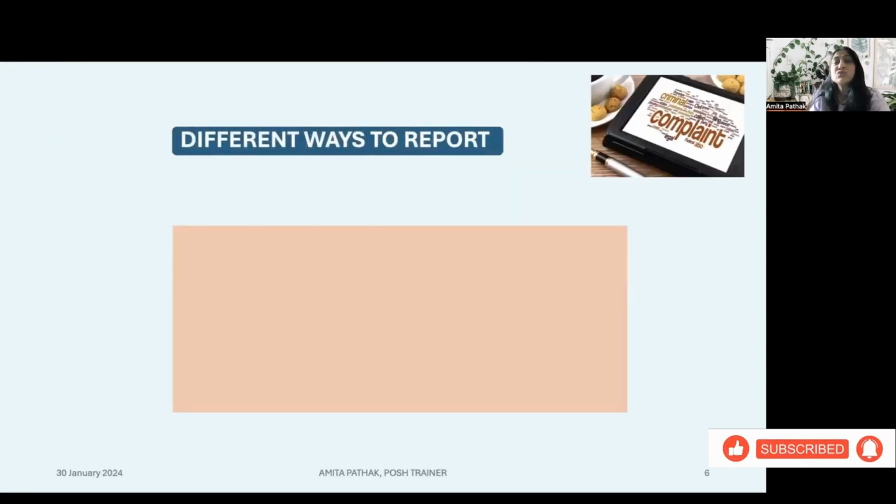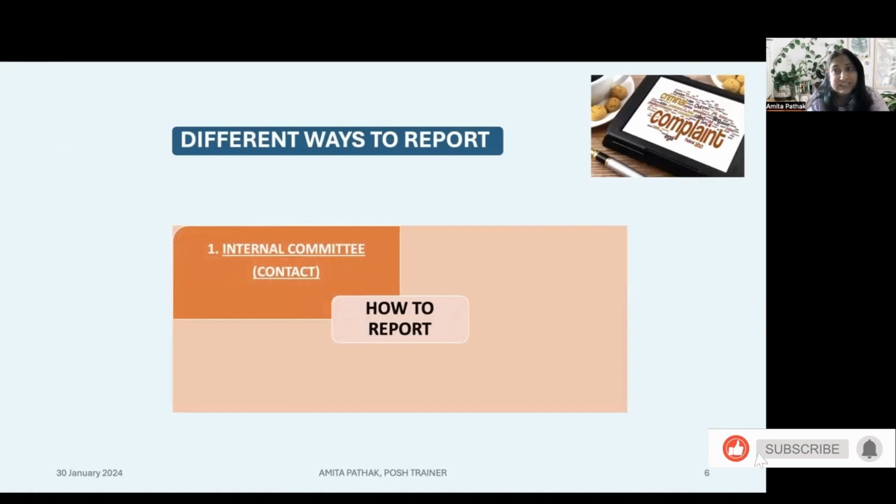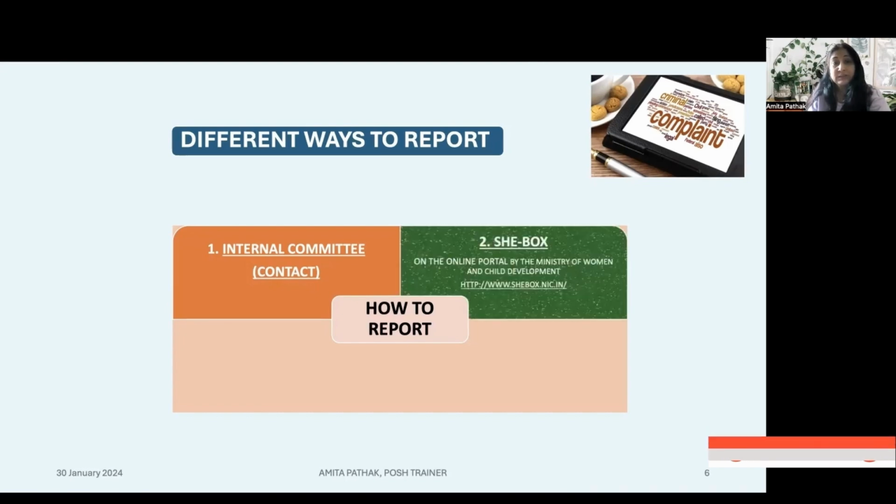What are the different ways to report? How can we report? Firstly, as I discussed with the internal committee in an organization, you should know the concerned person's contact number as per the anti-sexual harassment policy of the organization. If the organization is following an anti-sexual harassment policy, maybe they have published certain pamphlets with the name and details of the contact person to whom one has to reach out.